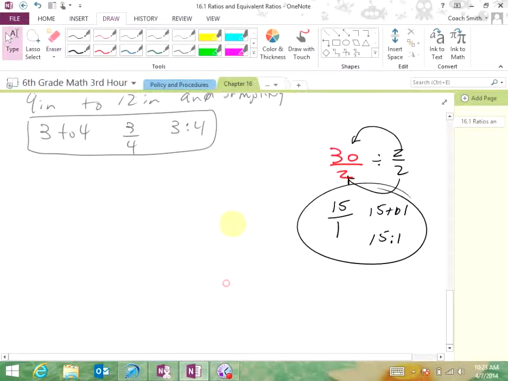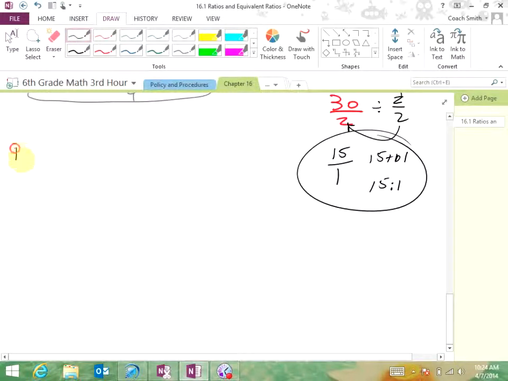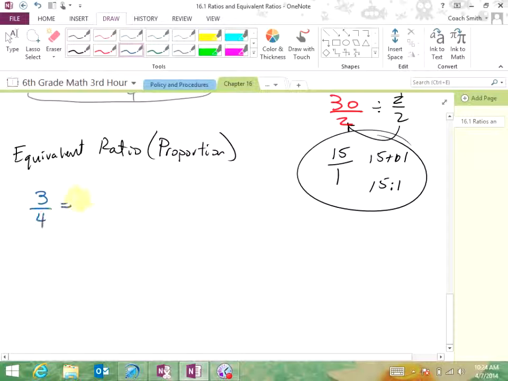Okay, now let's look at equivalent ratios. And really, what we're looking at is proportions. We'll talk more about proportions later in the week, but an equivalent ratio is basically a proportion. For example, 3 over 4 is equal to n over 12. Okay, they're creating an equivalent ratio to 3 over 4.